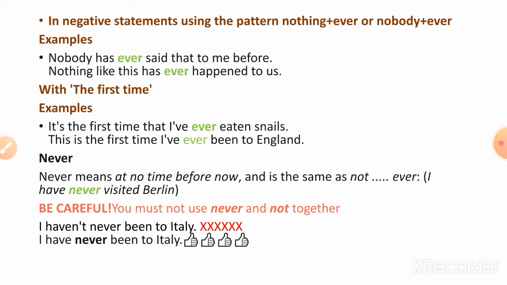Yes, students, you have to take care about this, because we can't use not and never combined. Here I have taken the first example: I haven't never been to Italy. No, totally wrong. I have never been to Italy. This is fantastic. It's right, adequate.